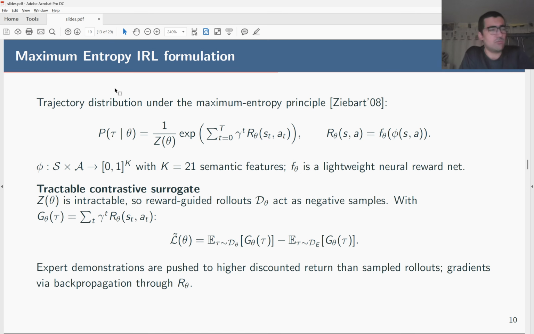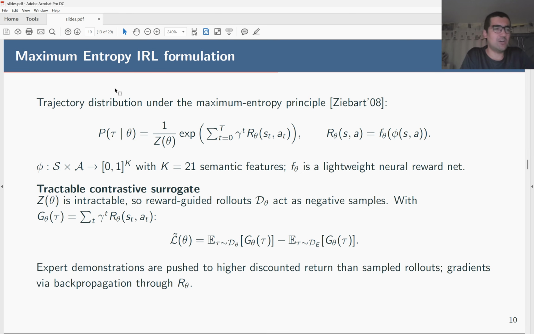Following Ziebart's work, we modeled the probability of a trajectory as proportional to the exponential of its discounted return under our reward. Higher reward trajectories are more likely, but the distribution stays stochastic, which is exactly what we want given all the noise and partial observability. The reward itself is a function of the semantic features: R theta equals F theta of phi, where F theta is a small neural network.